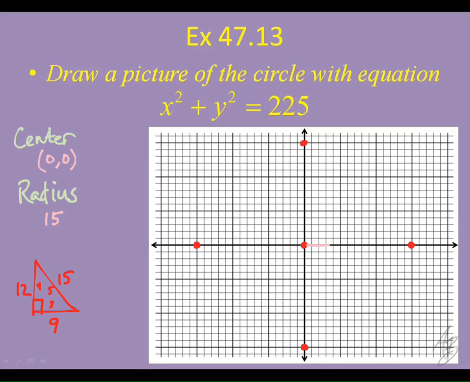So I can go right 9 and up 12. And that's going to get me to a point that's going to be on the circle, right here. Or, instead of going right 9 and up 12, I could go right 12 and up 9. That's going to get me to another point on the circle. And I can do that in every one of the quadrants, not just the first quadrant. And so I can go right 9 and down 12, right 12 and down 9, left 12 and down 9, left 9 and down 12, and so on. Sounds like fun, doesn't it?